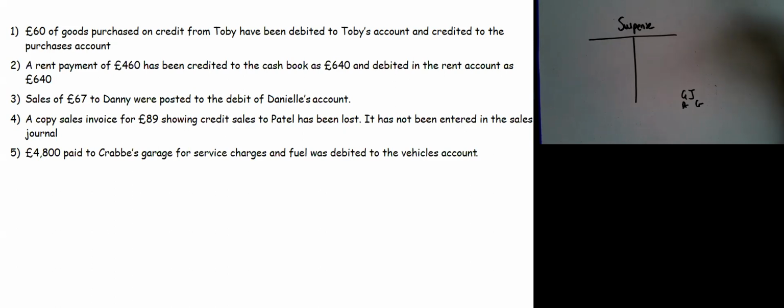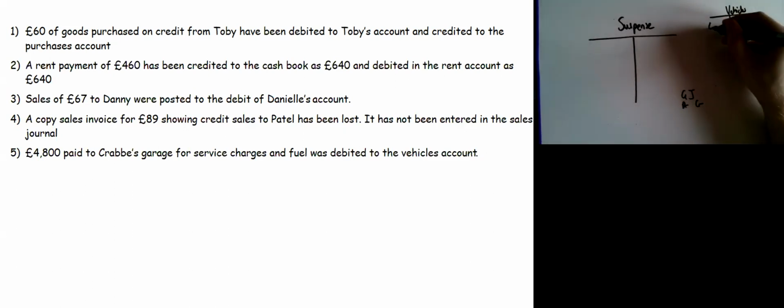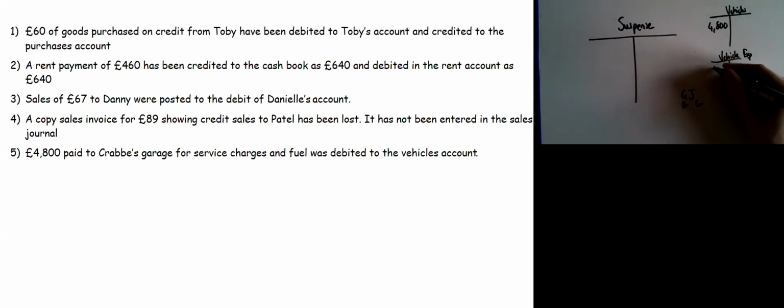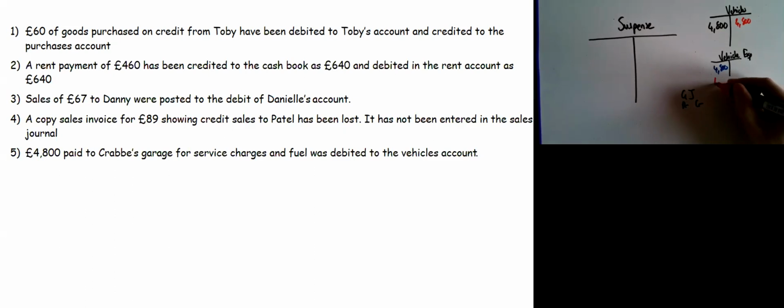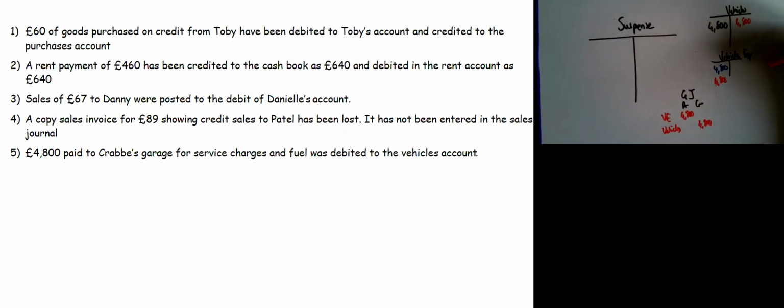£4,800 paid to garage for service charges and fuel was debited to the vehicles account. So we have vehicles, 4,800. However, service charge and fuel, that should be vehicles expenses. So we should have had 4,800 there. So to fix it, 4,800, 4,800, debit vehicle expenses, and credit vehicles. And now this isn't commission because that's an asset, that's an expense, so it's principal.